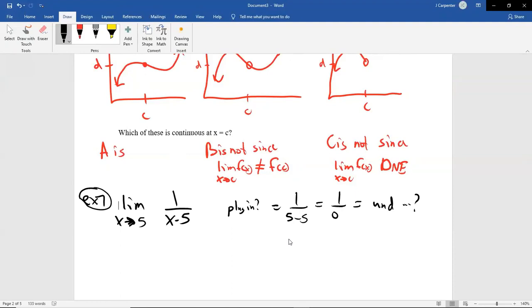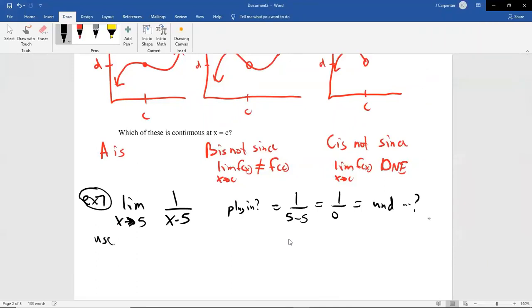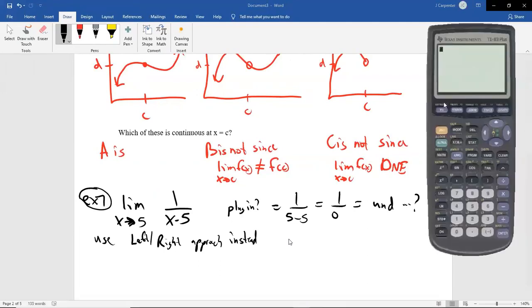So what you need to do is go back to the idea of a left side and a right side approach. Let me just pull out the calculator for that. Use a left-right approach instead. As I said, you can't always just plug the number in. It doesn't always work. 1 divided by x minus 5.